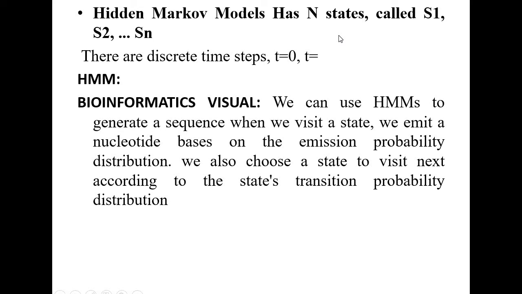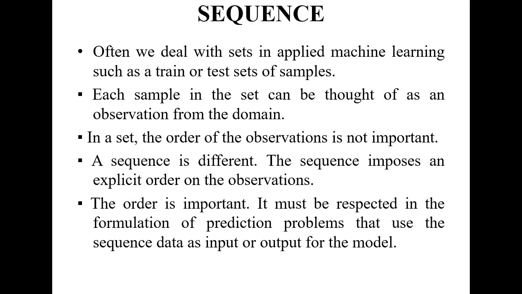In bioinformatics, you can use HMMs to generate a sequence. When we visit a state, we emit a nucleotide base based on the emission probability distribution. We also choose a state to visit next according to the state's transition probability distribution.